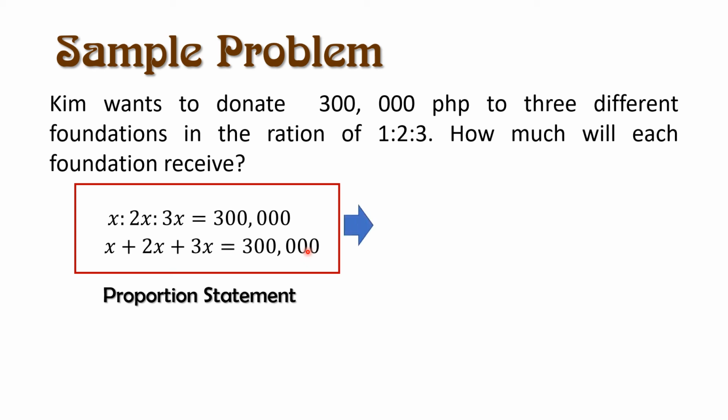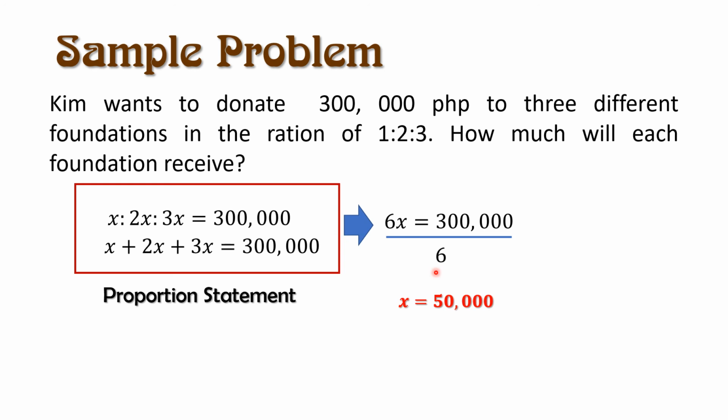And then we are going to add the X, 2x, and 3x, which is equal to 6x, and that is equal to 300,000. And to solve for the value of x, we must divide the whole equation with the number beside x, which is 6. Then 6 divided by 6 is equal to 1, therefore x will be the one to remain. Then 300,000 divided by 6, that is equal to 50,000.